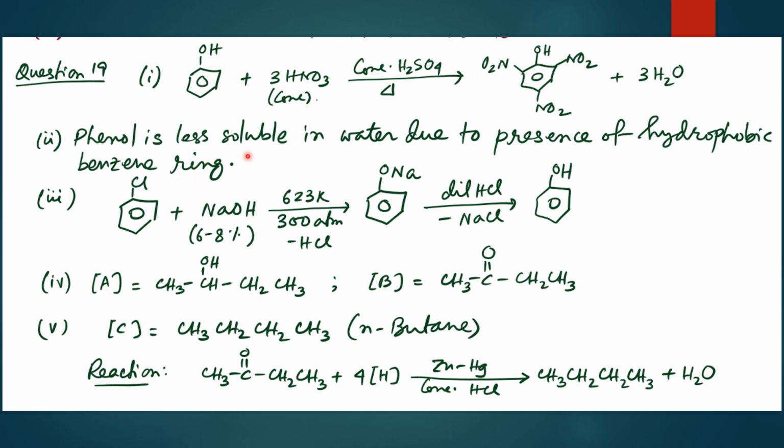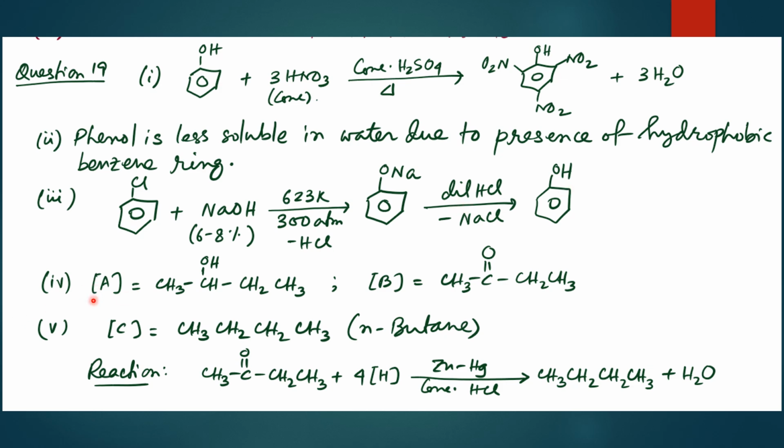Now why is phenol less soluble? Because it has a big C6H5 ring, phenyl ring, and that is rich in carbon. That means it becomes hydrophobic, so it does not want to go inside water, so it is less soluble. And then chlorobenzene to phenol, this is the Dow process, 6 to 8% NaOH, high temperature, high pressure. First you get the sodium phenoxide, and then you perform the acidification to get the phenol.